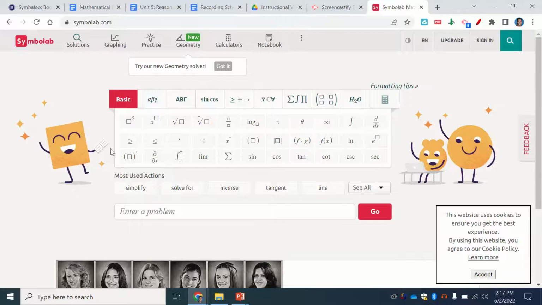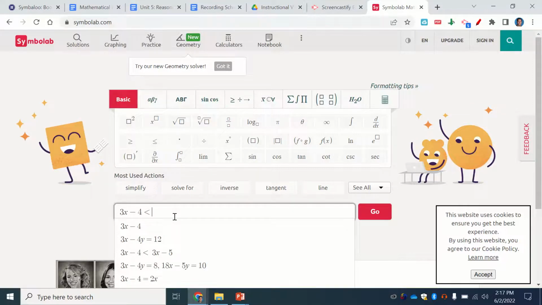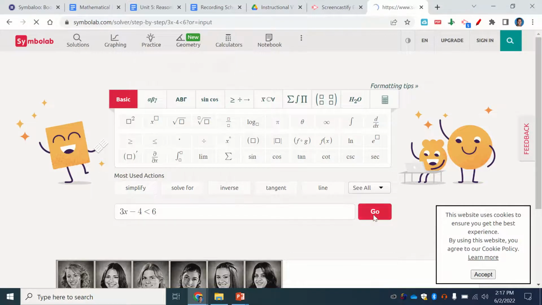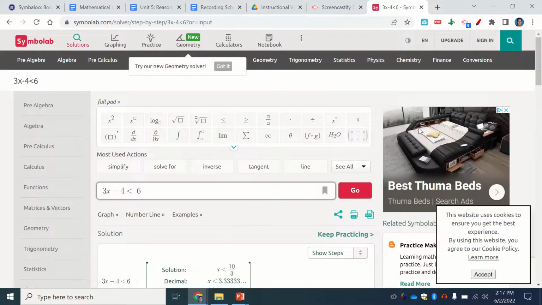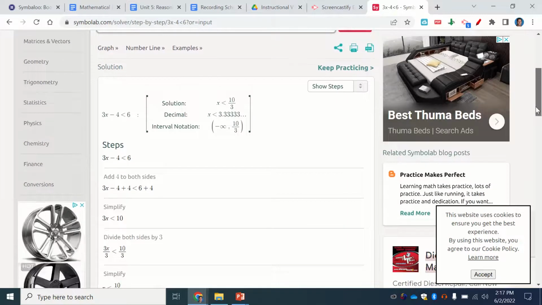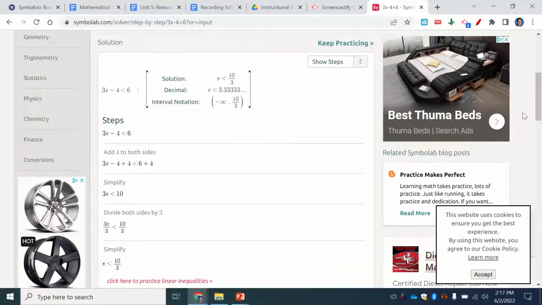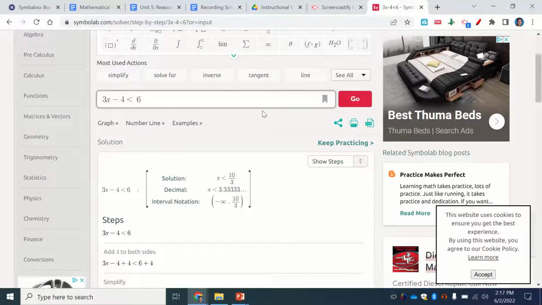So we go to symbolab.com and we're going to enter our problem. So we're just going to enter in here, let's say we got 3x minus 4 is less than 6. And we're going to go ahead and click go. And it shows us what our answer is. The answer is x is less than 10/3. And it shows us step by step how to get there. So we can enter any inequality in here and click go, and it will give us what the solution to the inequality should be. So we can go ahead and change these numbers as we want.